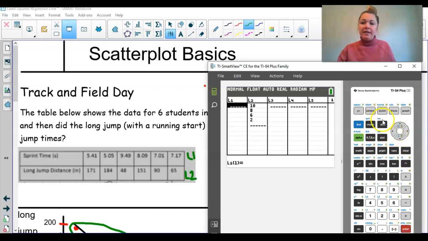Do not delete it or it will be gone, and I can show you how to get that back, not a problem, okay? I'll do that at the end of the video if you accidentally do that, okay? And then go up to L2 and hit clear and enter. So we're gonna go ahead and enter these times, okay? So I have 5.41, okay, enter, 5.05, oops, I already did 5.05.